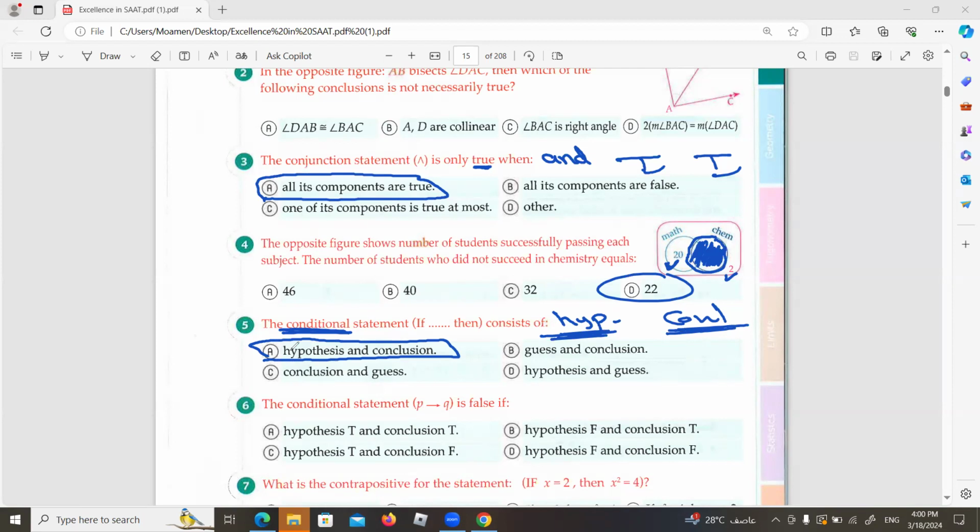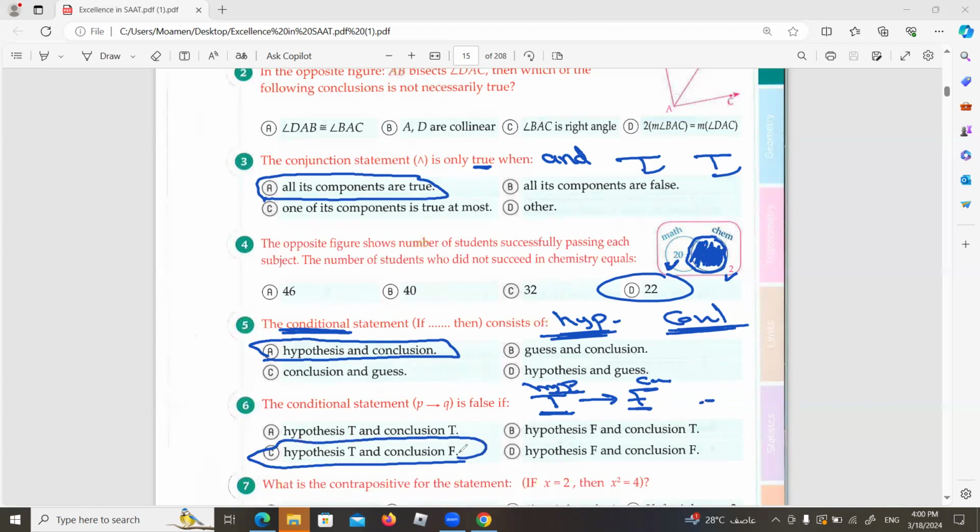The conditional statement is false when, recall with me, we have true turns to false. True, then false will be false. It means the hypothesis is true and the conclusion is false. So the hypothesis is true and the conclusion is true? No. The hypothesis is false? No. The hypothesis is true and the conclusion is false. So letter C is our answer.